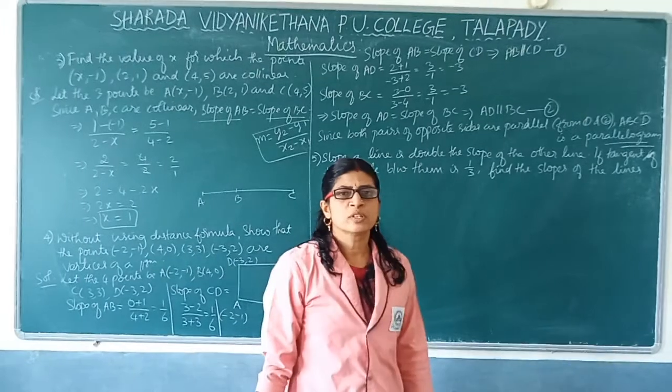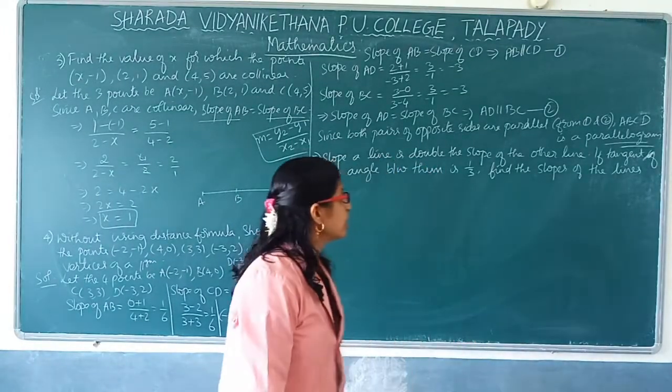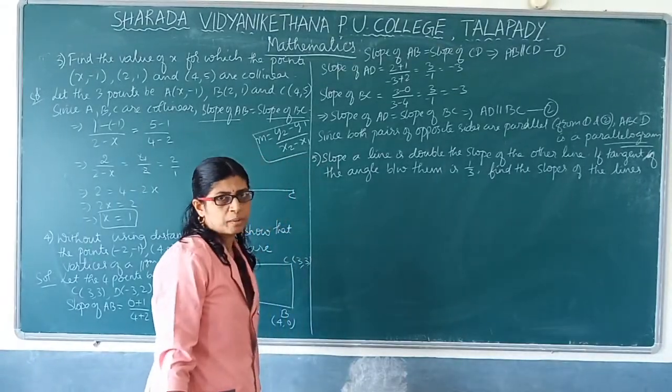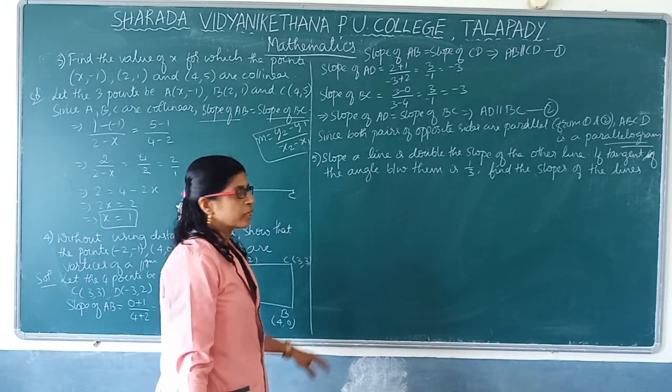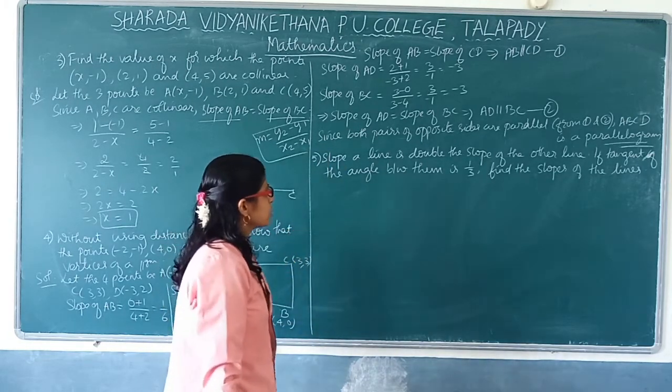Both pairs of opposite sides are parallel. We can prove using this. Hence, it is a parallelogram. Okay, so that's another simple question. It's very important. You can solve this. Now, the last, fifth question we will study.